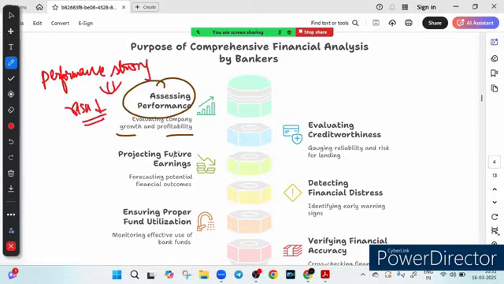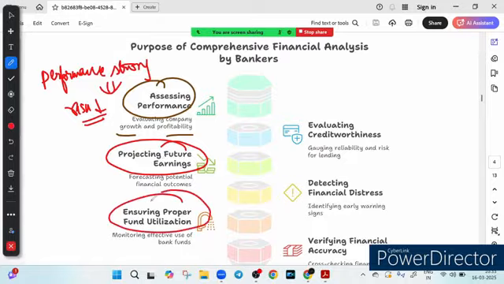Then the second thing we have is projecting the future earnings. Bankers forecast future financial outcomes based on past trends. Then the next thing is ensuring proper fund utilization. It is crucial to monitor how bank funds are being used. Are they fueling growth or being mismanaged? Bankers check this closely. Then evaluating the creditworthiness. Before approving a loan, banks gauge the company's reliability and risk factors. A strong financial track record simply means a higher chance of approval.